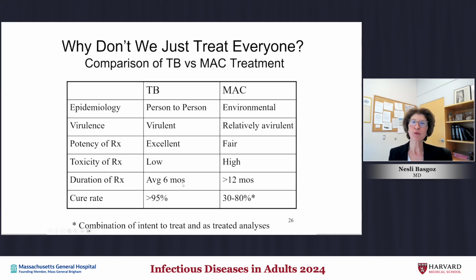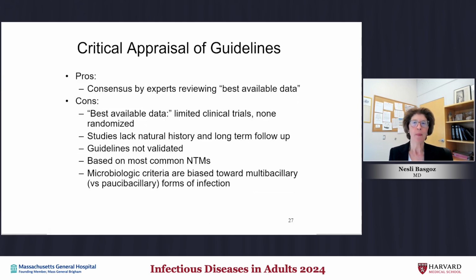Short course regimens for TB are as little as 6 months, with shorter regimens under investigation. For MAC, we're usually talking at least 12 months. The cure rate for TB is over 95% with current regimens. For MAC, it's reported to be 30 to 80%, and 30% is the intent-to-treat analysis, and 80% is as treated, which allows changes in drugs for intolerance. So this is not something you wish on anyone without certainty.